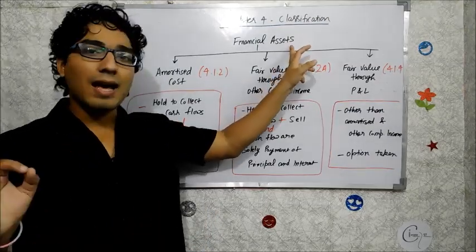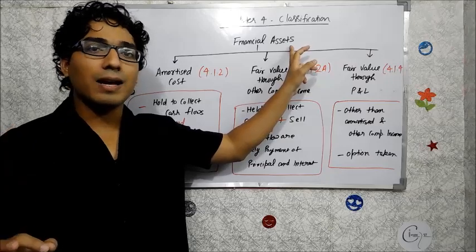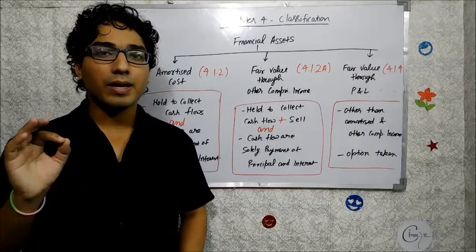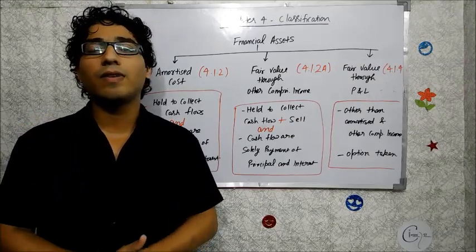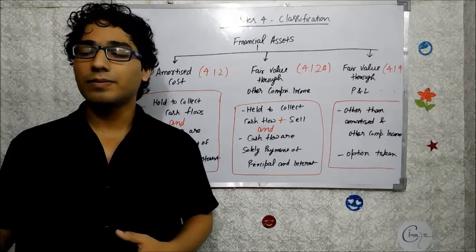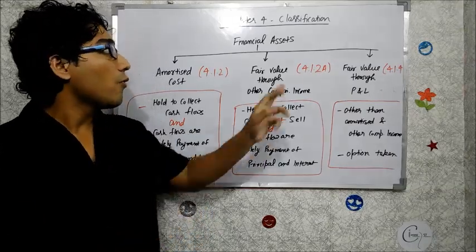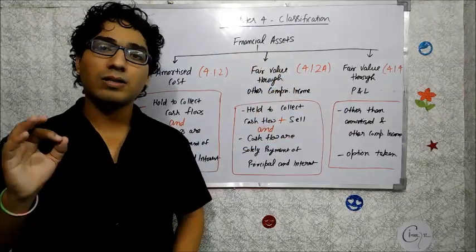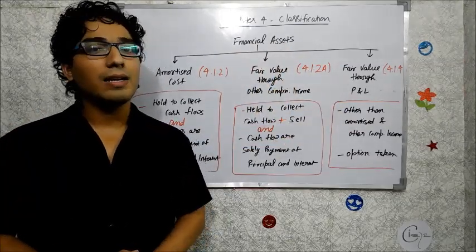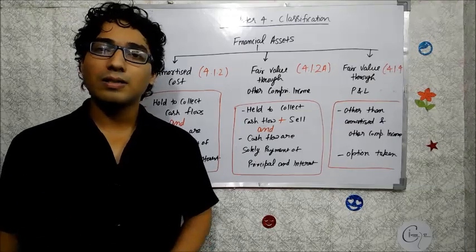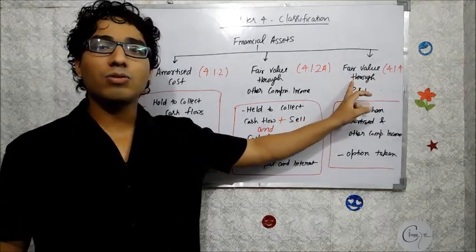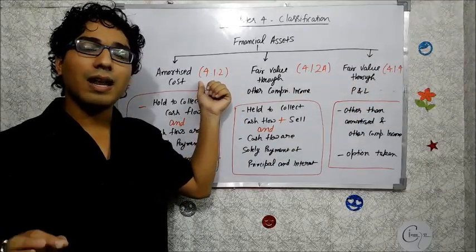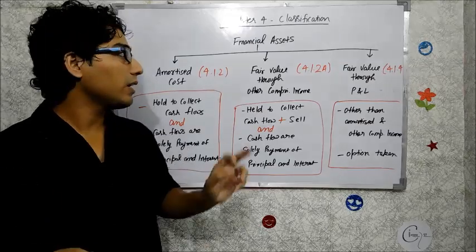So now, remember that financial asset would be classified into these three categories. Financial liability will be categorized into different categories. We will see it in the next clip. So now financial asset will be categorized into these three categories. First category is amortized cost, second category is fair value through other comprehensive income, and third category is fair value through profit or loss.